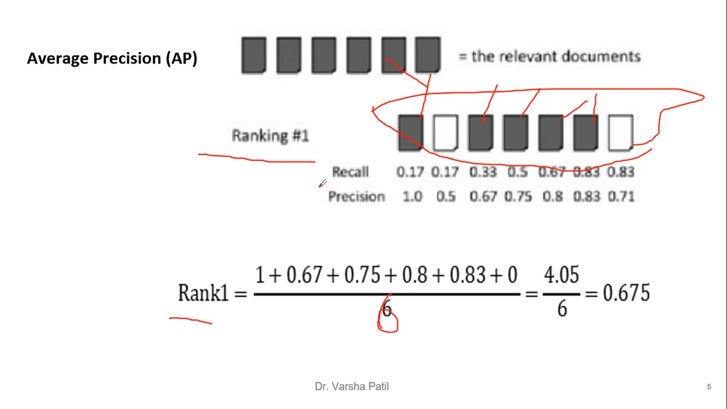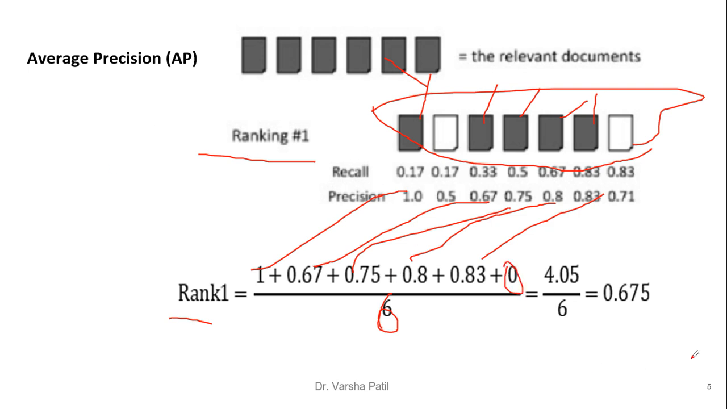How to calculate the recall and precision I have already explained in my previous video. Now at 0.17 we are getting 1, at 0.33 we are getting 0.67, at 0.5 we are getting 0.6, 0.67 we are getting 0.8, then 0.83. Now one relevant document is not retrieved here, so that's why we are putting 0. So we are taking the average, and the value is 0.675.